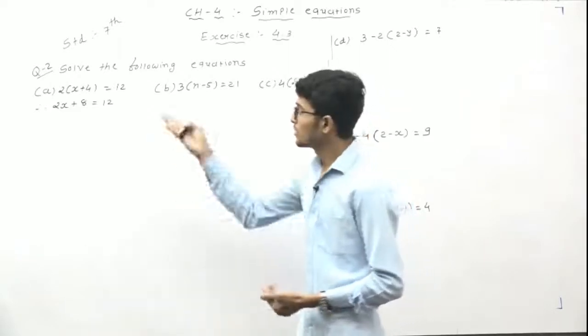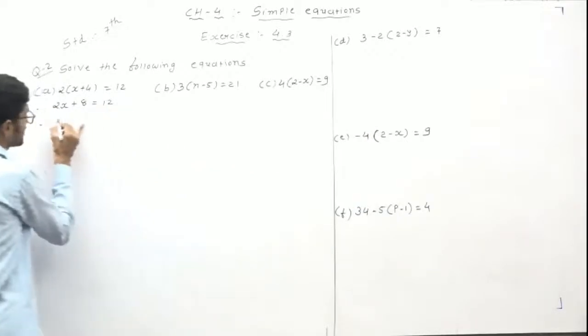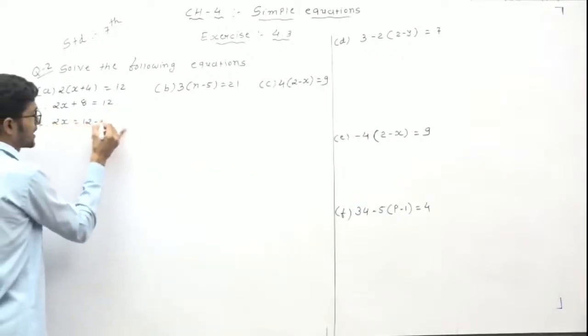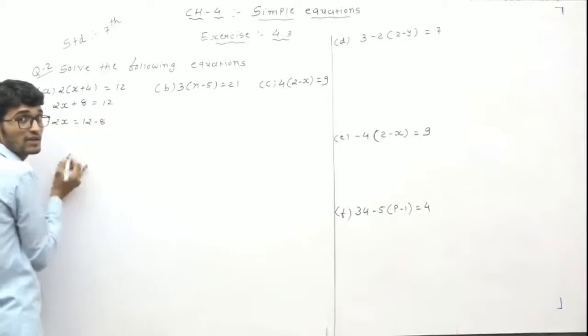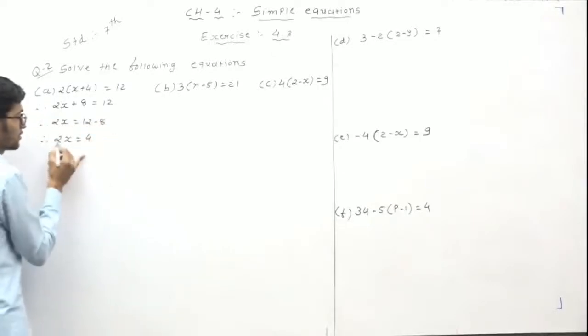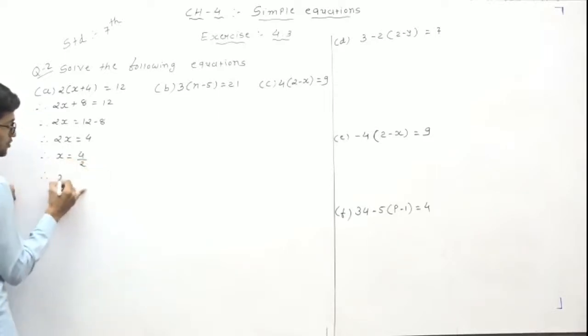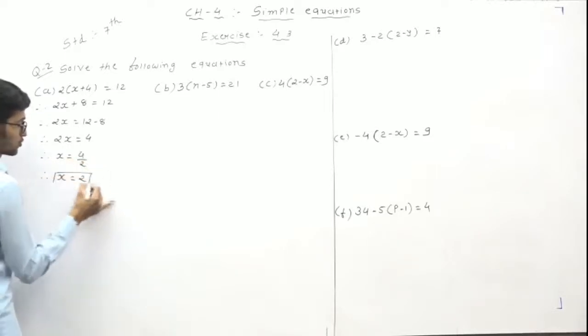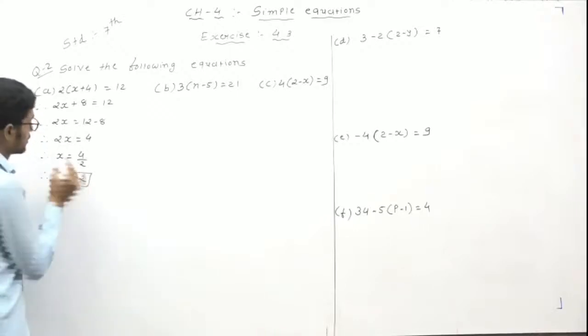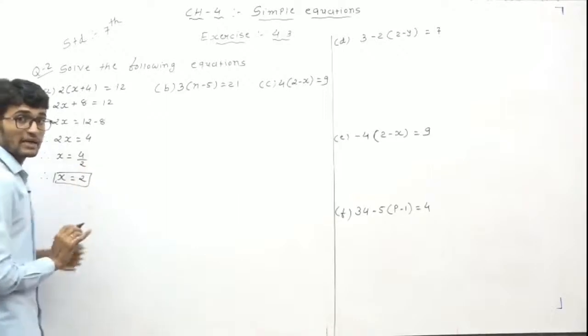Okay, so next to solve this one. Then how to solve? 8 in this side, so 2x is equal to 12 minus 8. The process is both the sides subtract 8. So the 2x is equal to 12 minus 8, which means 4. 2 in this side, so x is equal to 4 by 2. So x is equal to 2. 2 2s are 4, right? 2 in this side, so divide, but the actual process is both the sides divided by 2.